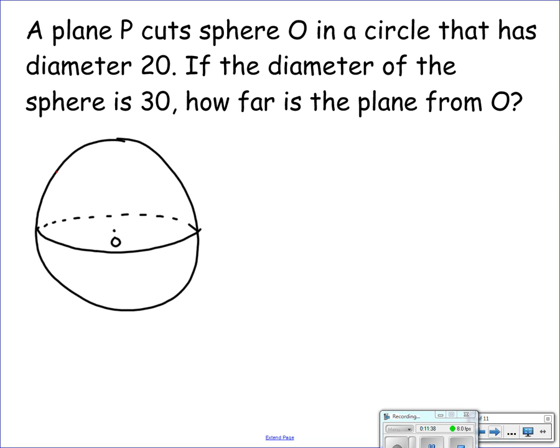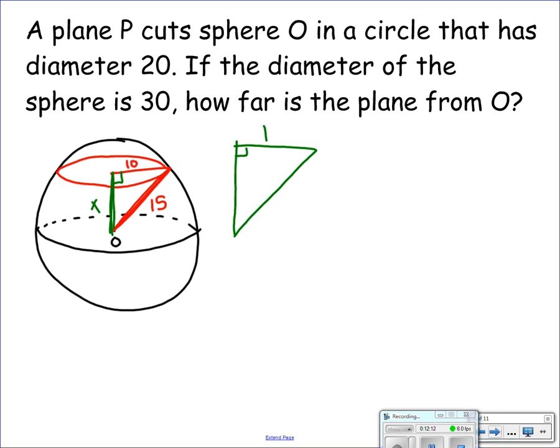Think of cutting an orange. When you cut an orange with the plane of your knife, that cuts off a small circle. Well, the diameter of that circle is 20, therefore the radius is 10. The diameter of the sphere is 30, so the radius of the sphere is 15. I am looking for x. We have, again, another right triangle where I have 10, 15, x.